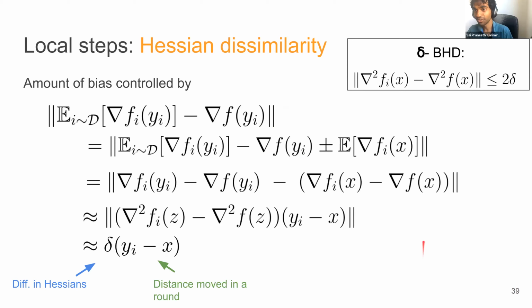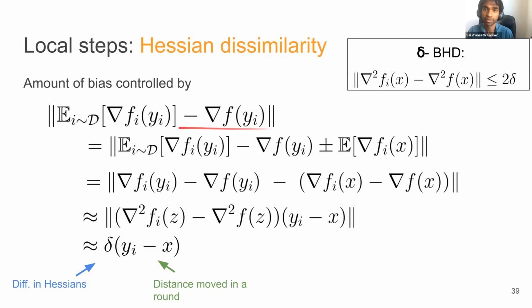Sorry for this barrage of equations. I'll walk you through them slowly. So okay, we know that the main problem is the bias. So it's really this quantity. Ideally we would like to have an update of the full gradient at yi, but we are stuck with the gradient of fi at yi, and so we want to bound the bias between these two.